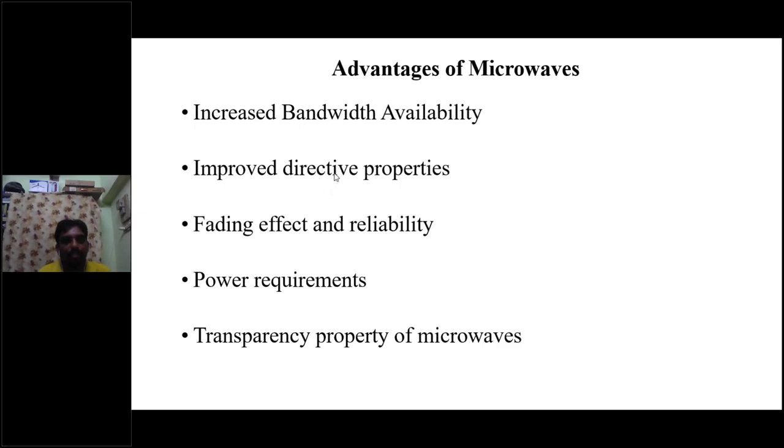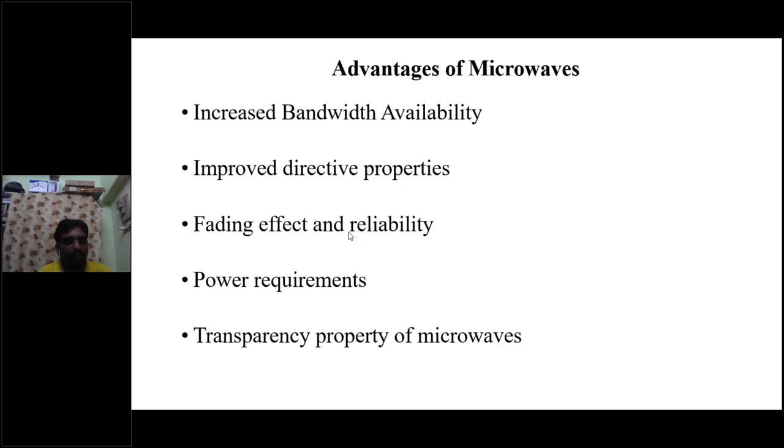Next, the second one is improved directivity properties. Directivity means the ratio of maximum radiation intensity to the average radiation intensity of your device. When we are using microwave frequency, it improves our directivity properties compared to the previous frequencies of VHF, UHF, and the basic frequencies of VLF, low frequency, medium frequency, and high frequencies.